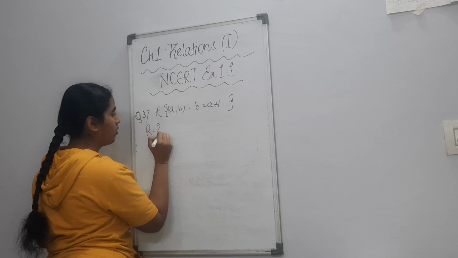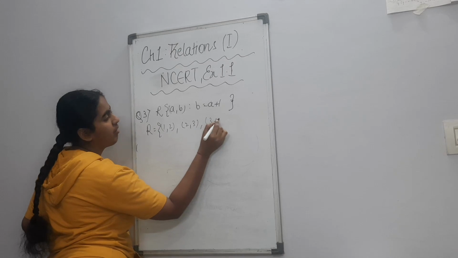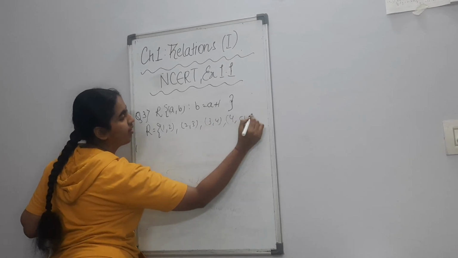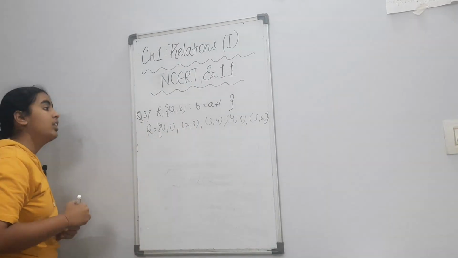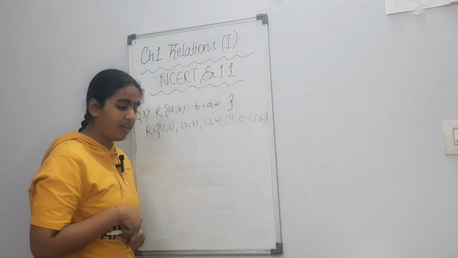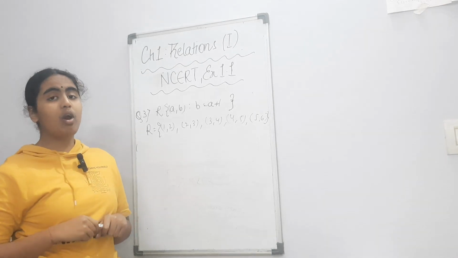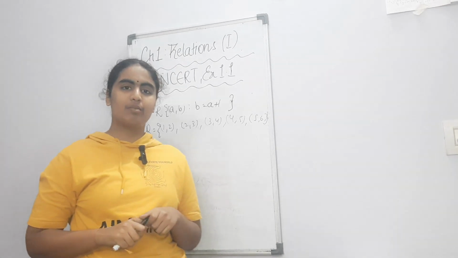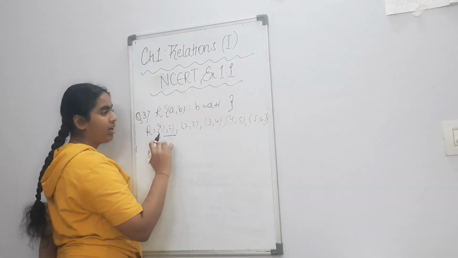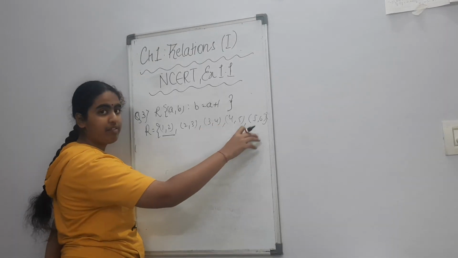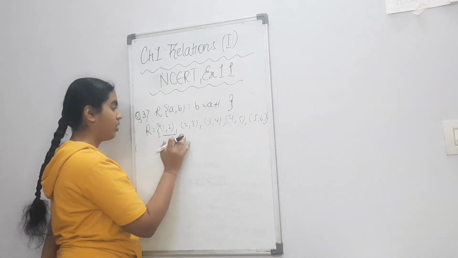R equals (1, 2), (2, 3), (3, 4), (4, 5) and (5, 6). I am sure all these elements satisfy the above given condition. Moving on, now we have to check whether it is reflexive, symmetric or transitive, and I am sure you can prove it through the relation that I have written just now. First up, reflexivity. (1, 1), (2, 2), (3, 3), (4, 4), (5, 5), (6, 6). None of these ordered pairs belongs to R. It is not reflexive. Okay?